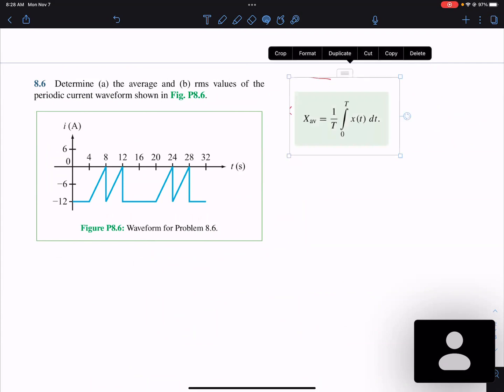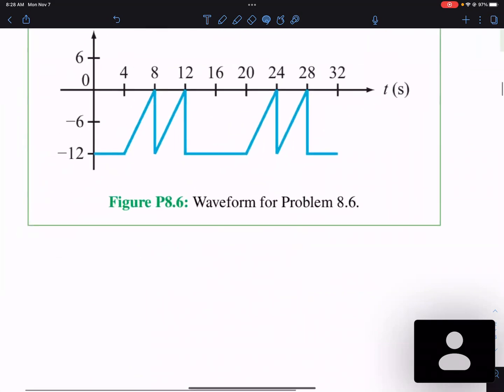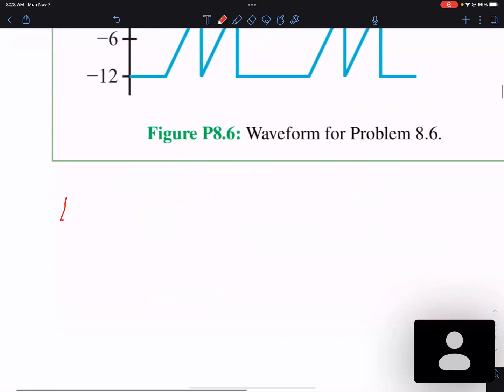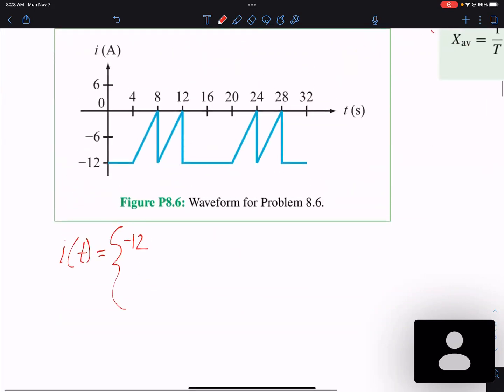All right, so we need to write this function to be able to find the average of that. So how do we write this equation? From 0 to 4, it's going to just be a flat minus 12, right? So this function, we would write I of t equals minus 12 for t between 0 and 4.